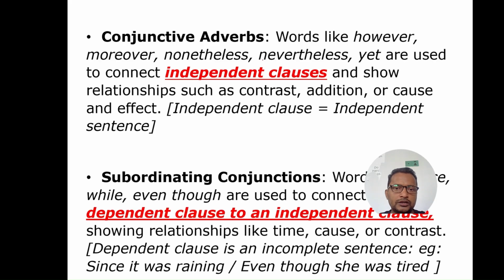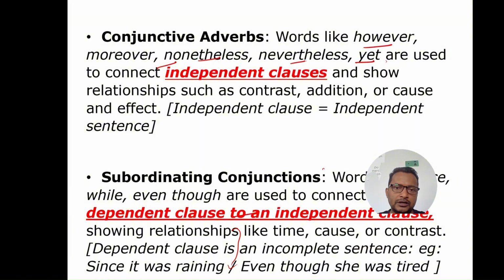Now let's go on to the rules of using conjunctive adverbs and subordinating conjunctions. You don't need to go through the definitions again, right? Conjunctive adverbs are words like however, moreover, nonetheless, nevertheless, yet. And subordinating conjunctions are words like since, while, even though. Those are the words you need to use depending upon the context.